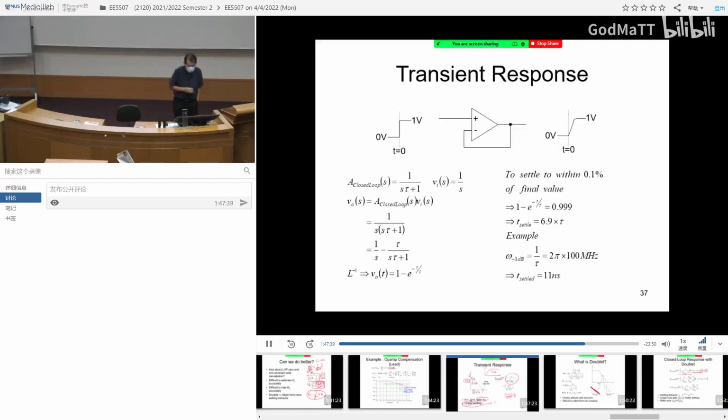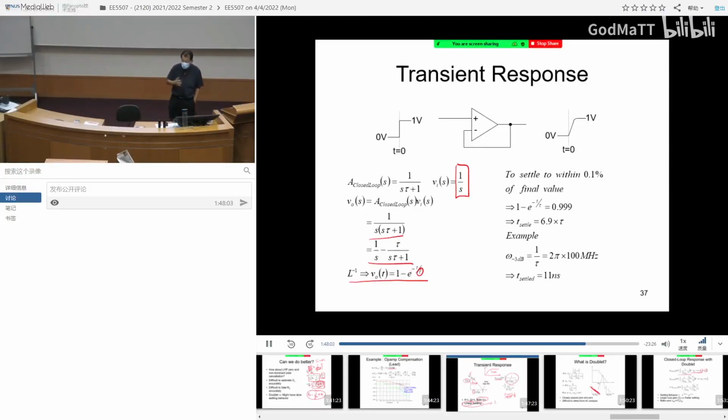So here, if you use it in a feedback manner, this is actually a unity gain feedback. When you input the step response, you calculate this, and you find that the settling behavior is given by the following. There is a tau over here.